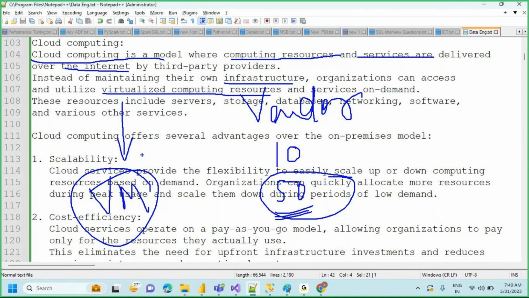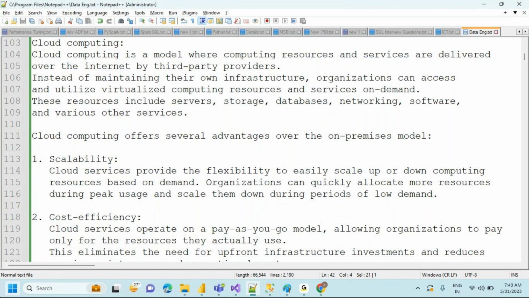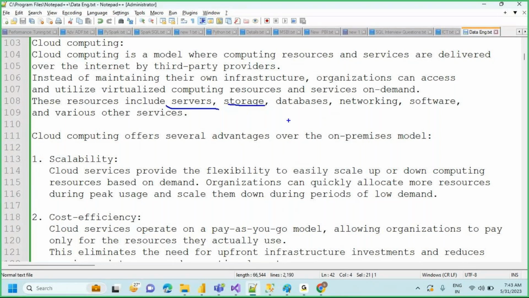And services are on demand. If you wanted to use it, you can use it, and if you wanted to pause it, you can pause it. If you pause, we are not going to pay the complete amount, we are going to pay less. When it is in use, you pay as per your use. They can provide the servers, storage, databases, networking, software, and various other services that we can take from the cloud.